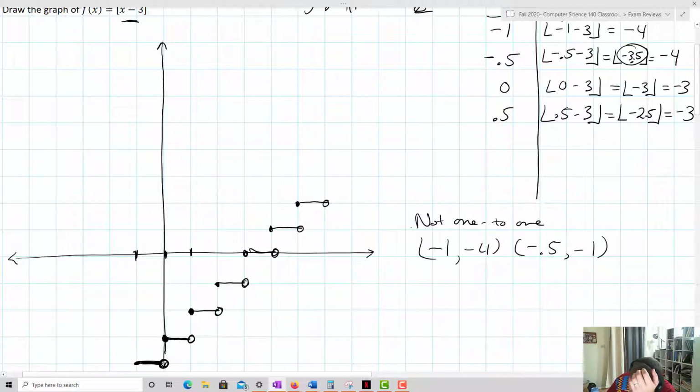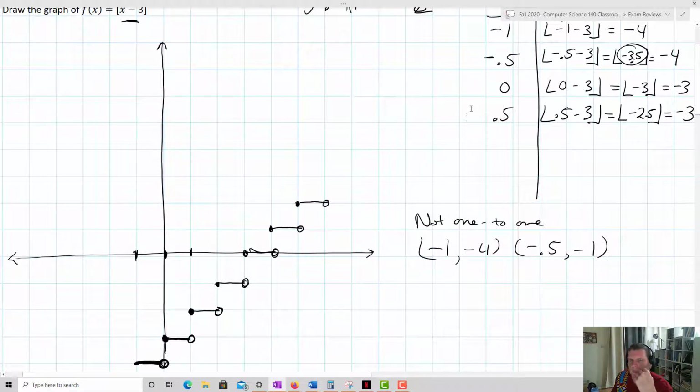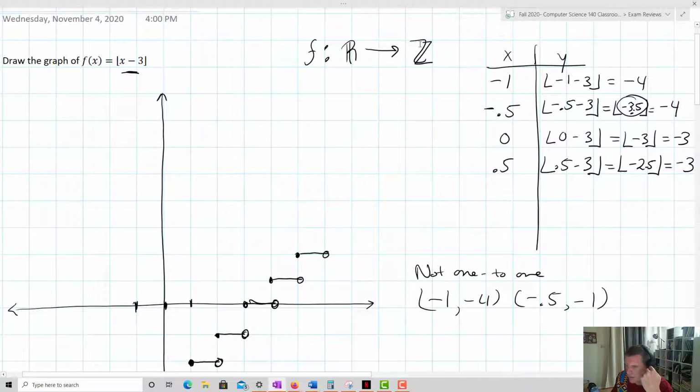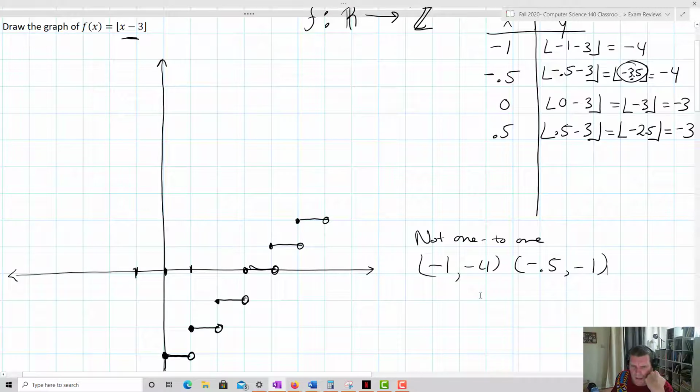Although it is onto, because if Z happens to be the codomain, then we can actually get any integer utilizing the greatest integer function, right? Because all we're going to do is subtract 3 from whatever value I have here. So that's going to end up giving me every single one of my integers. So there it is. Not one-to-one, but it is, in fact, onto.